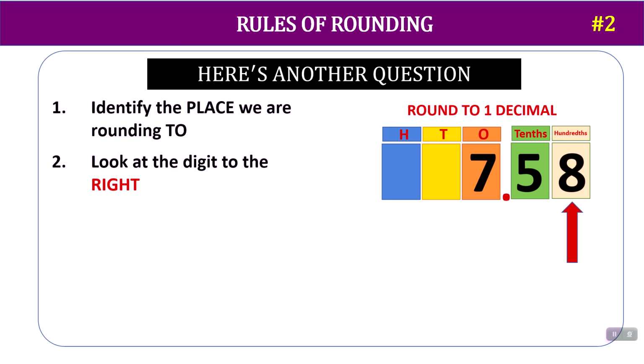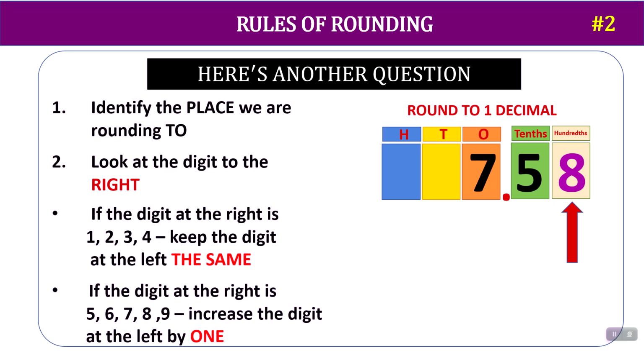And we have to follow the test. Is the digit 1, 2, 3, or 4? If so, we keep the digit to the left the same. Is the digit at the right 5, 6, 7, 8, or 9? If so, we increase the digit to the left by 1.